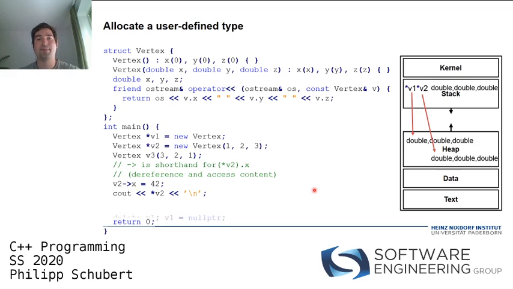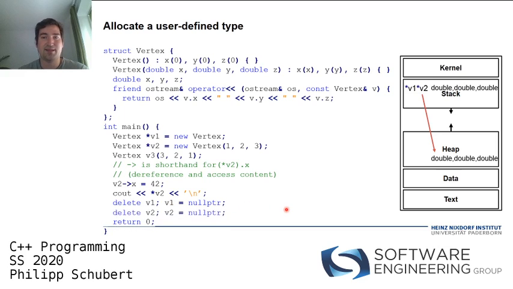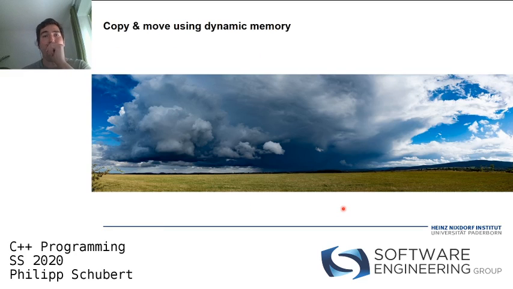That's the meaning. And now we have to get rid of the heap allocated memory. So we delete v1, which basically frees these 3 doubles here. And we set it to the null pointer because we're good programmers. And then we delete v2, which gets rid of those 3 doubles here on the heap. And also we set it to the null pointer.